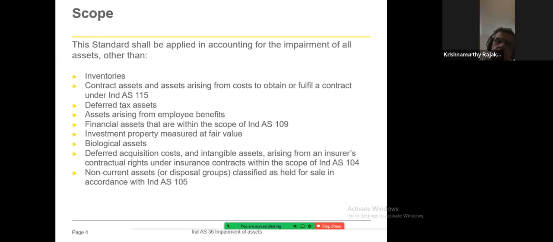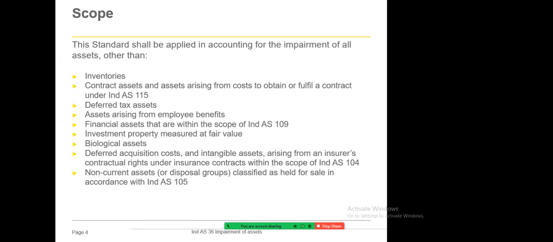Now moving on to the scope. This standard shall be applied in accounting for the impairment of all the assets other than inventories, because for inventory we have a separate standard. Contract assets and assets arising from cost to obtain or fulfill a contract under Ind AS 115, because again these assets are covered under a separate accounting standard. Deferred tax asset, again covered under a separate accounting standard. Asset arising from employee benefits, again covered separately. Financial assets which are under the scope of Ind AS 109, because they are governed by a separate accounting standard.